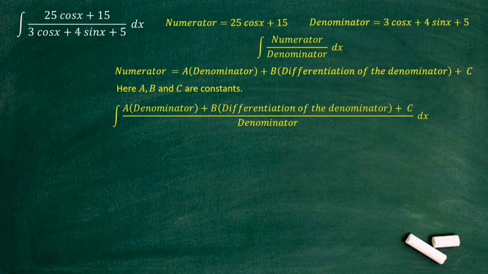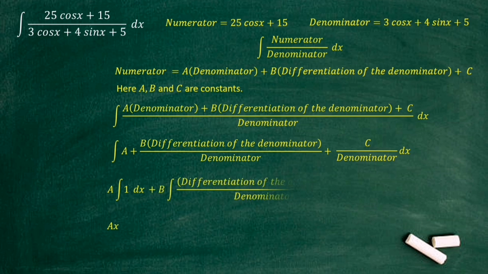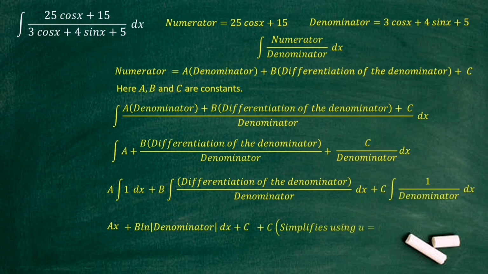After that, we have three parts. The first one is a constant value. The second one is a constant times the differentiation of the denominator over denominator. And the last one is a constant over denominator. After that, the first part becomes a constant times the integral of 1. The integral of 1 equals x. The second part becomes a constant times ln modulus denominator. And the last integral we can simplify using u equals tan x over 2 substitution. Clear? Let's jump into the question.